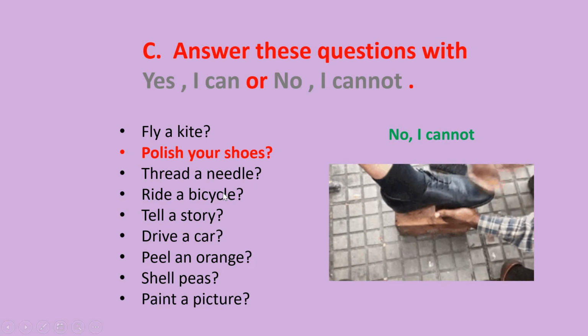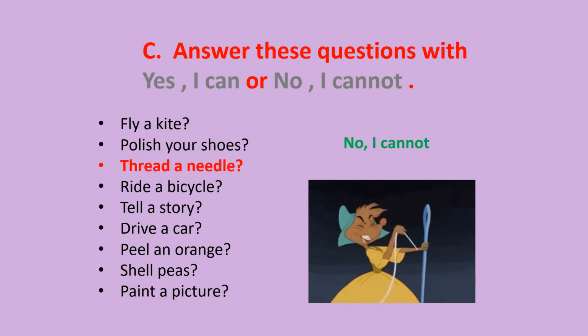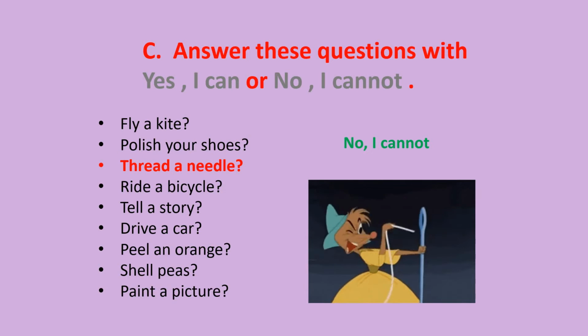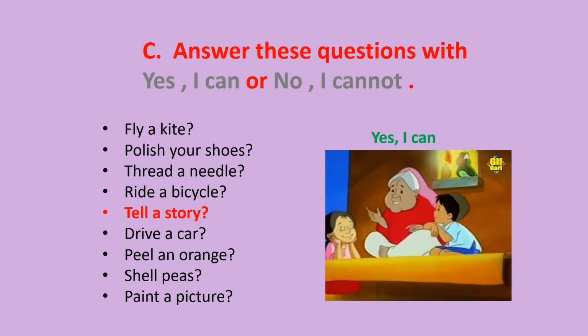Second is polish your shoes. No, I cannot. Third, thread a needle. No, I cannot. You must have seen your mother and grandmother threading a needle, but you cannot because you are a small child. Next is ride a bicycle. Yes, I can. I hope you all know how to ride a bicycle. You enjoy bicycling? Next is tell a story. Yes, I can. Your grandmother must be telling you stories, and you can also tell a story. So your answer will be yes, I can.